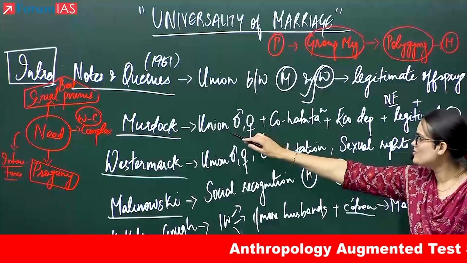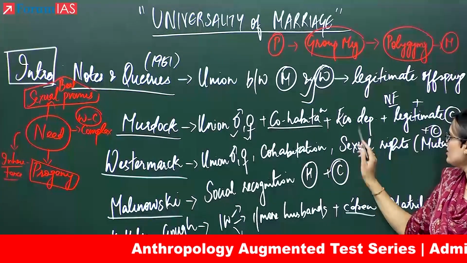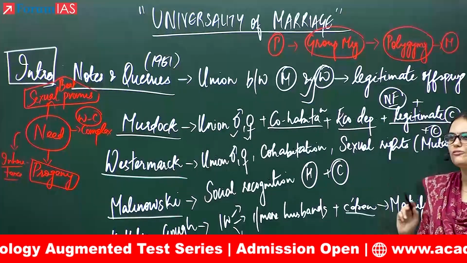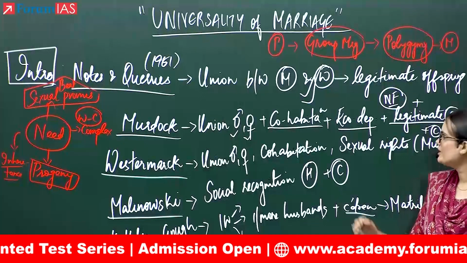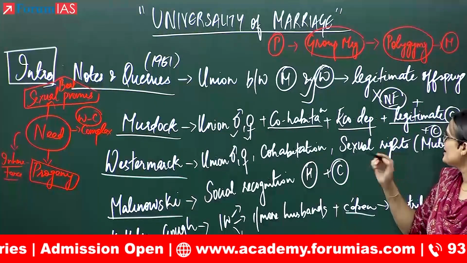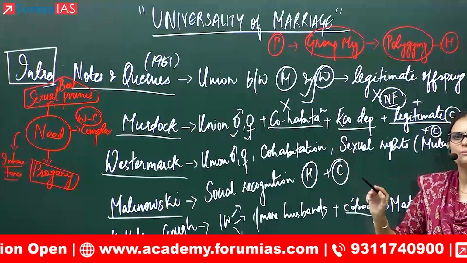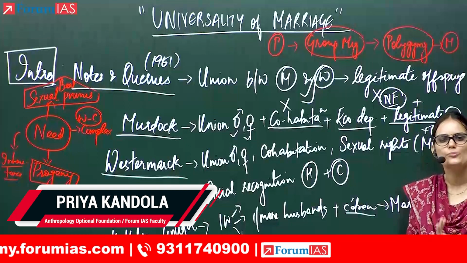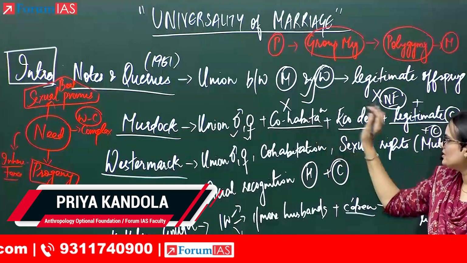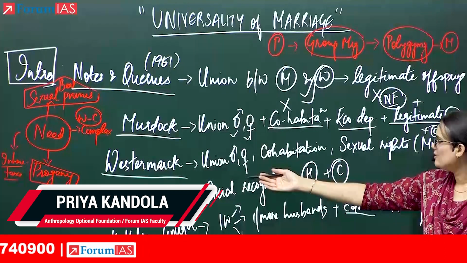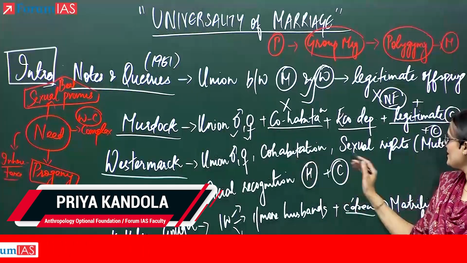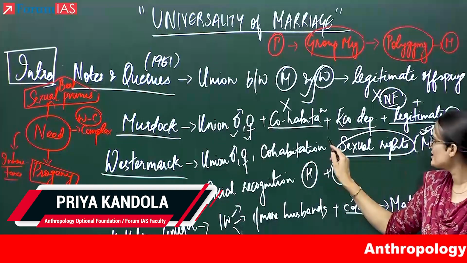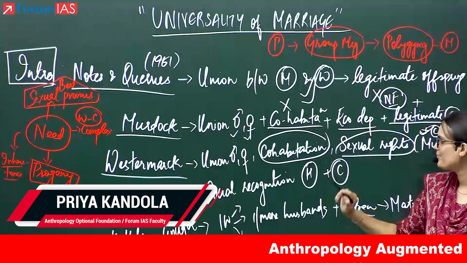He said union between a man and a woman plus cohabitation plus economic dependency, legitimate offspring, and creation of a nuclear family. So the nuclear family norm doesn't fit in most societies. It is not necessary that you are cohabiting. Most of the time, there are cases where people are living separately for their jobs also. So from that angle, it was excluded. Westermarck's idea was again similar: union, cohabitation, mutual sexual rights, plus recognized children. Again, this issue of cohabitation was there.